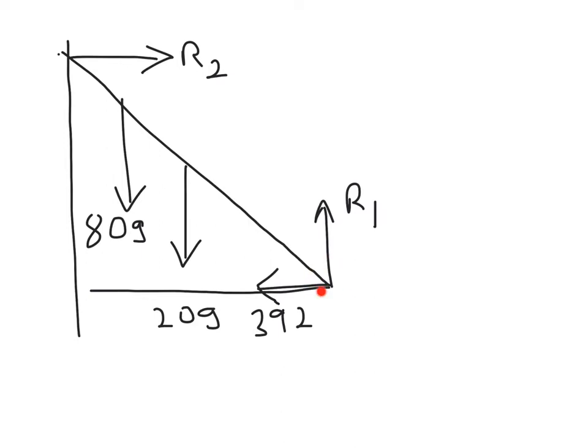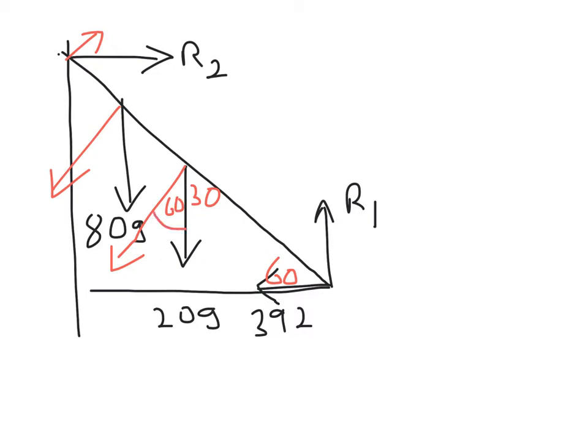We'll take moments about A here, so we can ignore these forces, R1 and 392, so we need to resolve the forces perpendicular to the ladder, and then take moments. So when we resolve the forces, we end up with the component of weight perpendicular to the ladder here, the component of the man perpendicular to the ladder here, and the component of the reaction perpendicular to the ladder there. Because this angle here is 60, that angle there is 30, that angle there is 60.